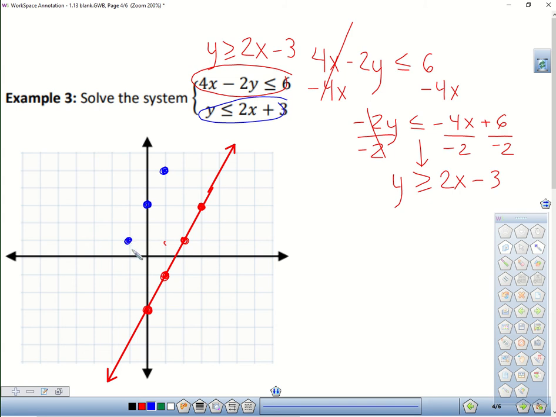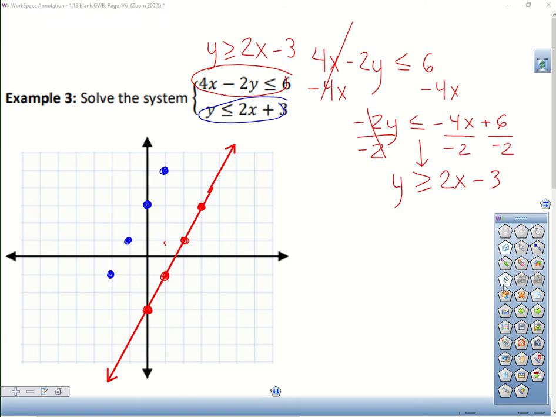And what do you notice about these two lines? Good, they're parallel. They have the same slope. Parallel lines have the same slope, so these lines never actually intersect.